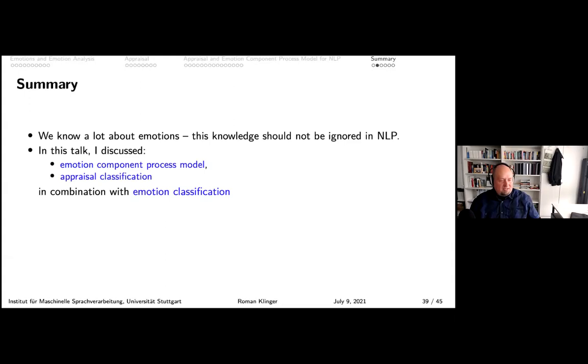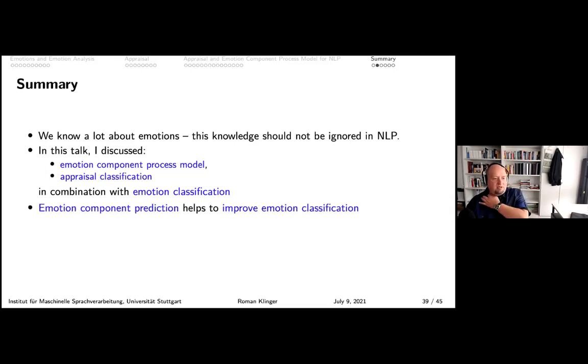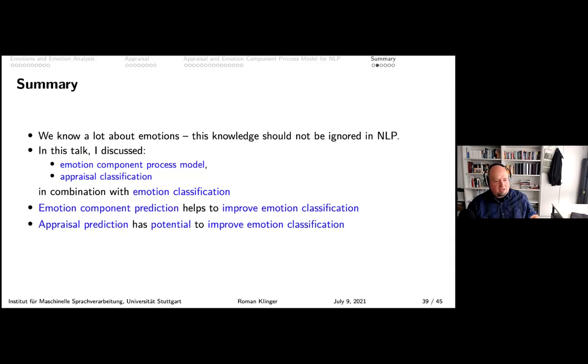It might not always help the performance, but it helps to get linguistic knowledge and computational linguistic knowledge. I particularly looked into the emotion component process model and appraisal classification in combination with emotion classification. And we've seen that the emotion component prediction actually helps to improve the emotion classification, while the appraisal prediction has the potential to improve the emotion classification.